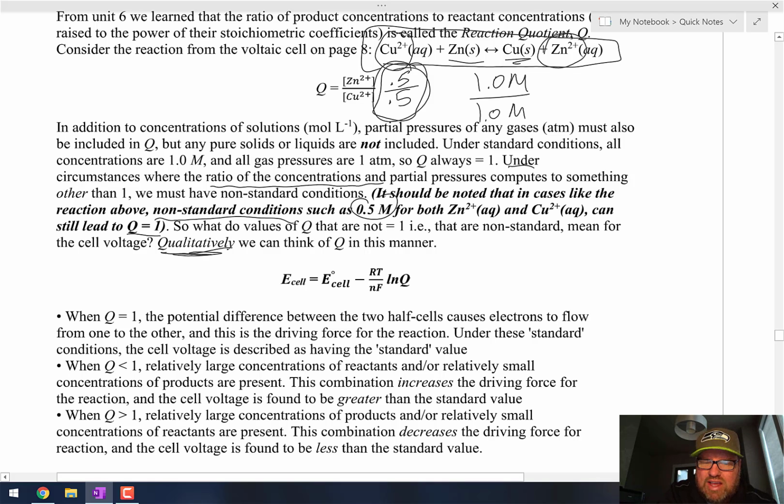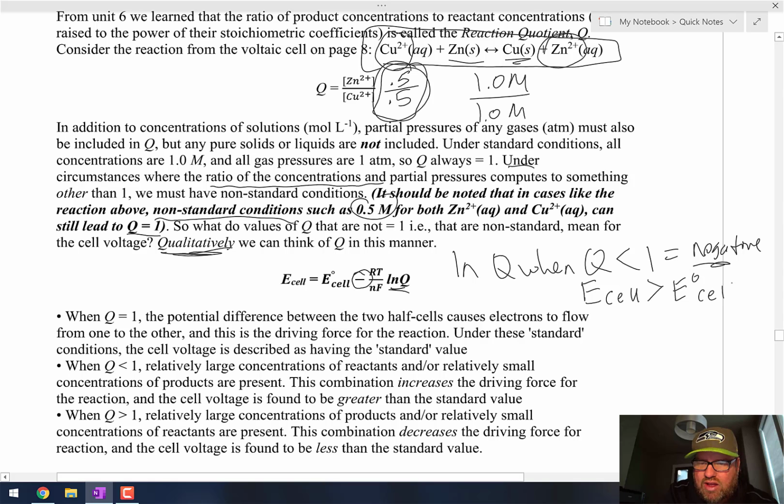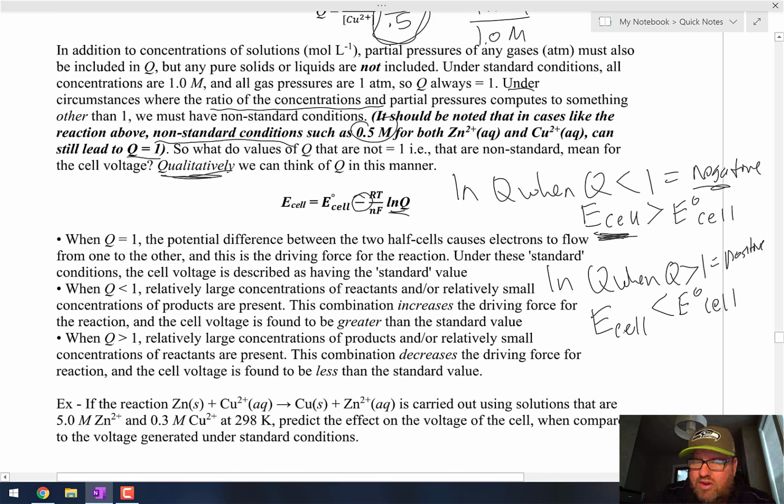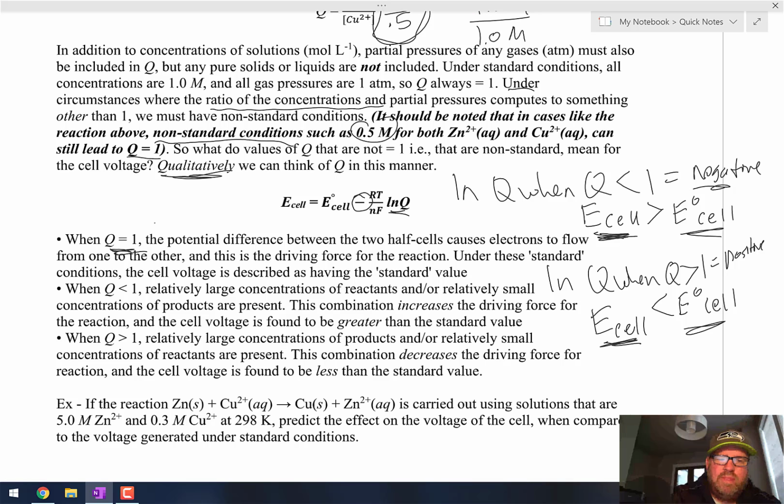So if Q is less than 1, then the natural log of Q equals a negative value. Okay? And if it's a negative value, then you're subtracting a negative value, and in that case, the E cell is greater than the E cell standard. Okay? The natural log of Q when Q is greater than 1 is positive, and then you're subtracting a positive value. So E cell is less than the standard cell potential. So this one is the non-standard cell potential. These with the degree sign are the standard cell potentials. So when Q equals 1, again, even if it's 0.5 and 0.5, you are at the standard value.